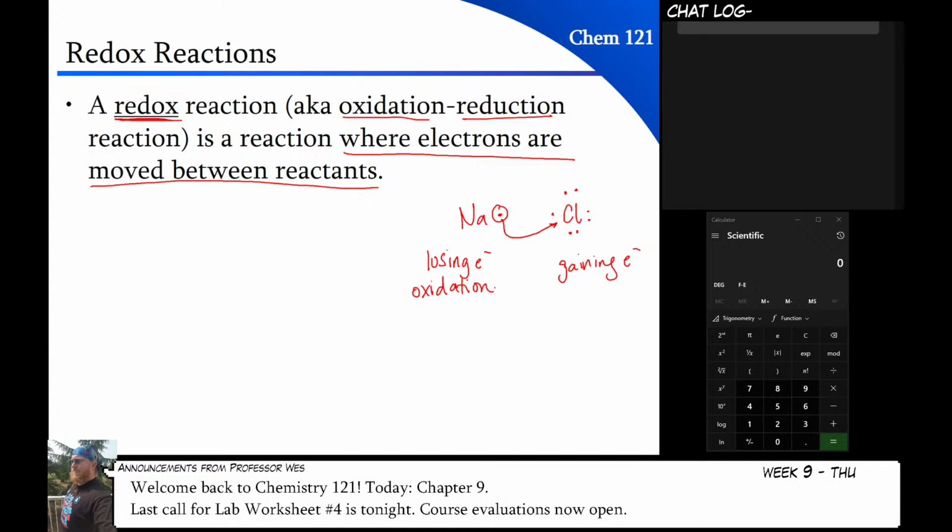The word oxidation comes from the fact that oxygen loves to take electrons from stuff, and so if your electron gets taken by oxygen, it's called being oxidized. So it has nothing to do with oxygen necessarily, because all sorts of things take electrons. But if you lose your electron, you have been oxidized.